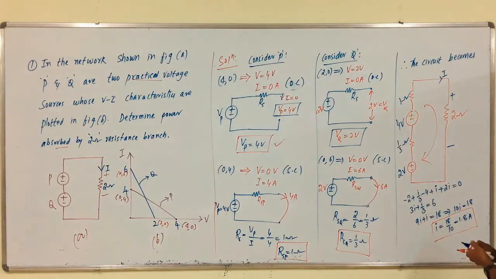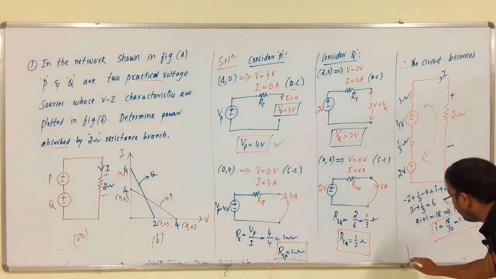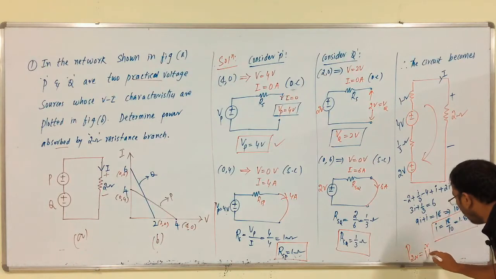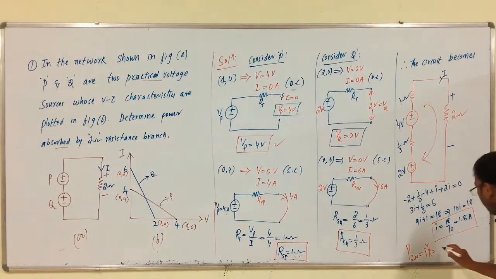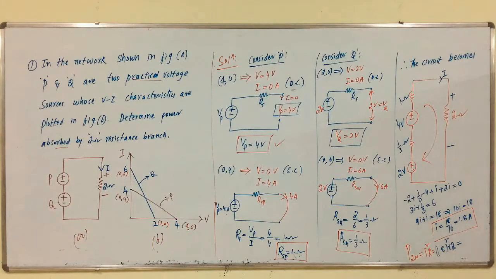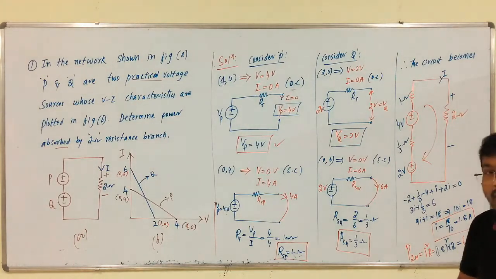So, simple, power absorbed by the 2 ohm branch, P2, is equal to I square R, that is 1.8 square into 2. What is the answer? The answer is 6.48 watts. This is the power absorbed by that resistive element.